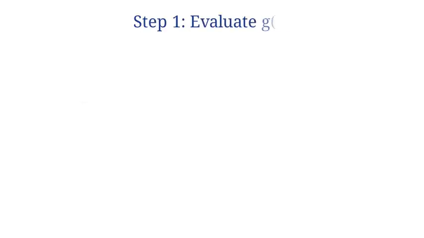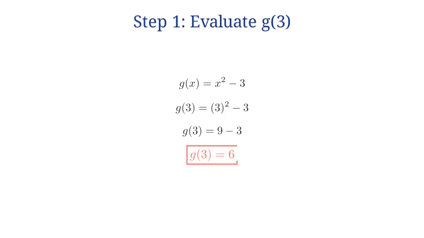Our first mission: evaluate g of 3. We take our g function, substitute 3 for x, calculate 3 squared, which is 9, then subtract 3. This gives us g of 3 equals 6.